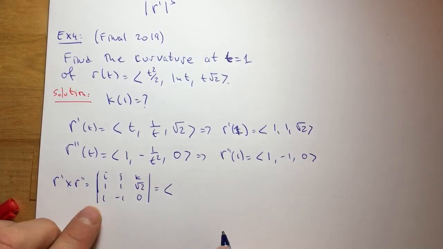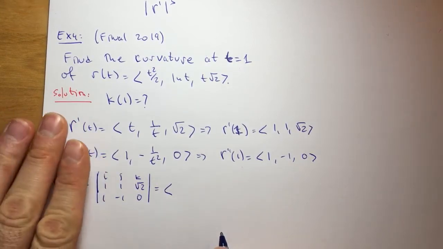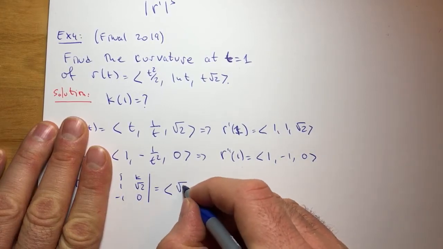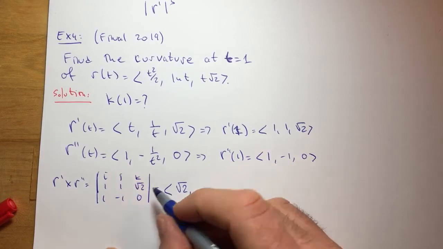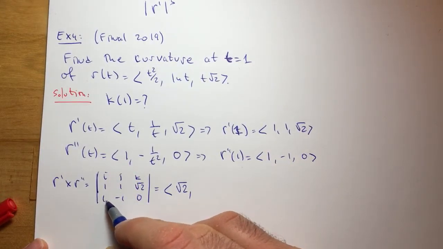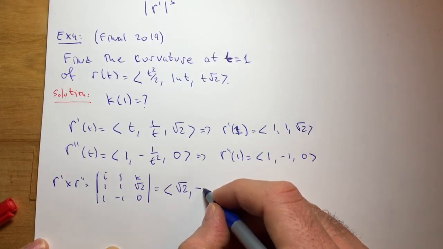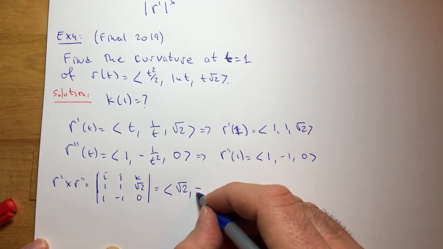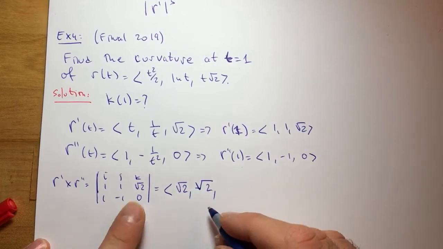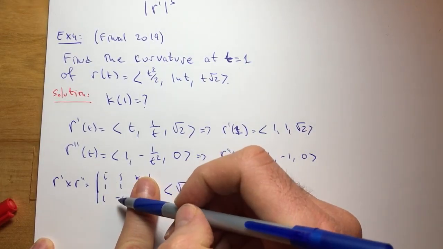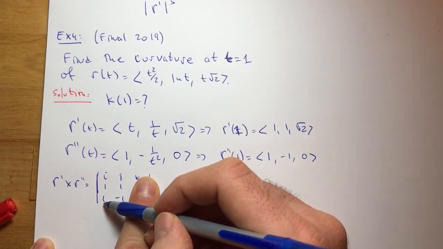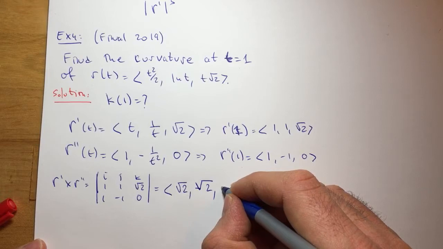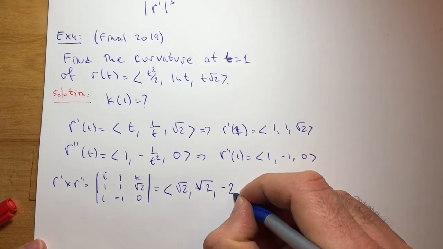is equal to, the first component is going to be 1 times 0 is 0 minus negative square root of 2, that's square root of 2. Then the second one is going to be 1 times 0 is 0 minus 1 times square root of 2, so minus square root of 2, and we multiply the second component by negative 1, so again square root of 2. And the last one is going to be 1 times negative 1, negative 1, minus 1 times 1 is 1, negative 1 minus 1 is negative 2.